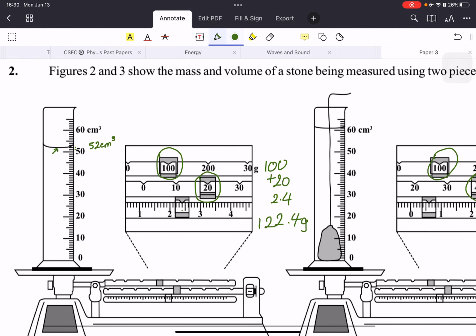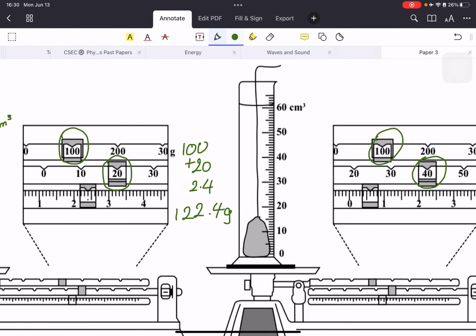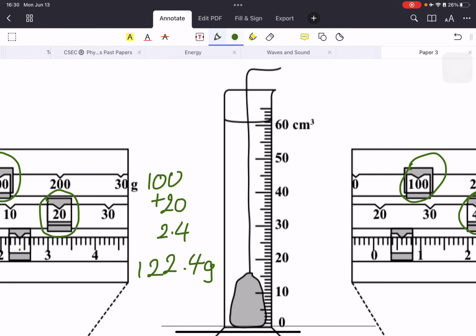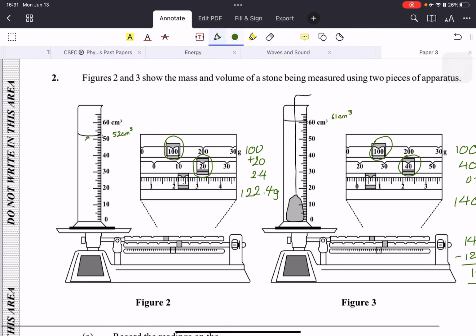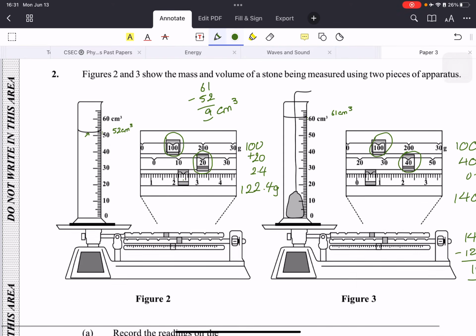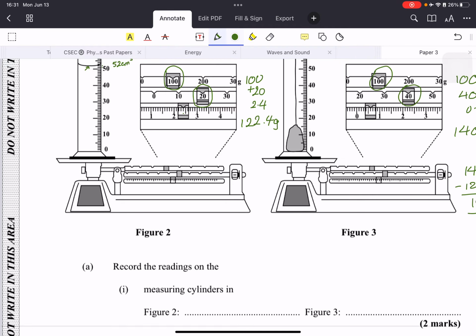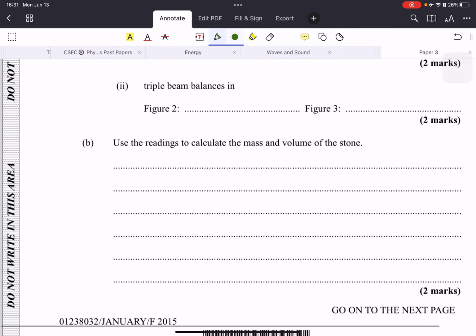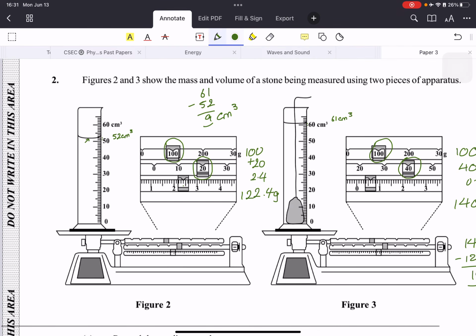And let's take a look at the other one. With the stone inside, obviously the stone has volume, so we can measure the new volume. The new volume will be 60, 61. So I'm getting 61 centimeters cubed. If I want to find the volume of the stone, all I have to do is take away those numbers. So it will be 61 minus 52, which is 9 centimeters cubed. Right? So you could just fill in those values there. So yes, we use the readings to calculate the mass and the volume of the stone, right? This is a very simple question that could also come.